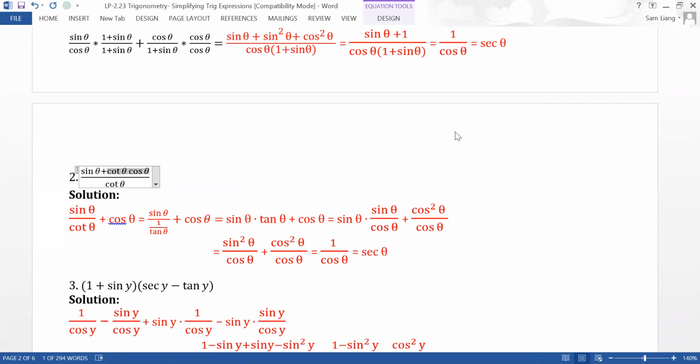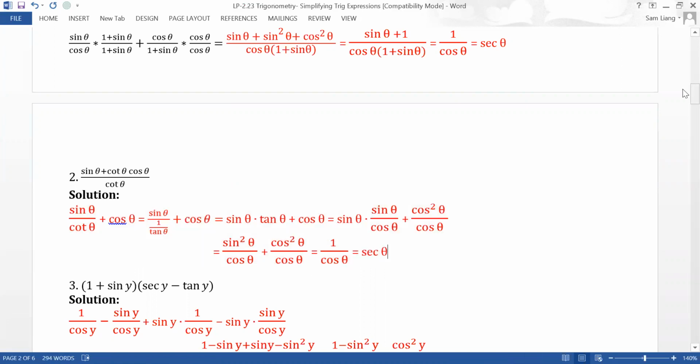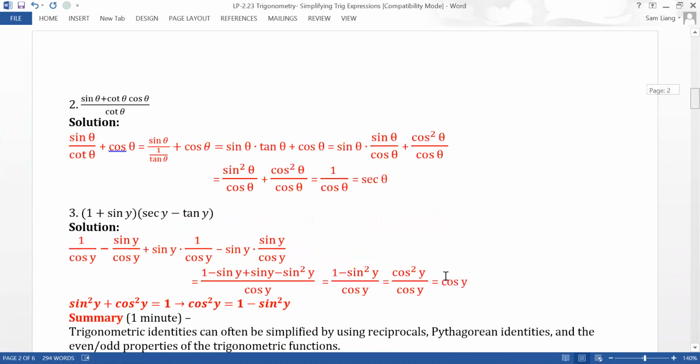Okay. All right. Anyone still need this solution here? Okay. All right. If not, then I'll move on to the last one. All right. Last one ended up being cosine.